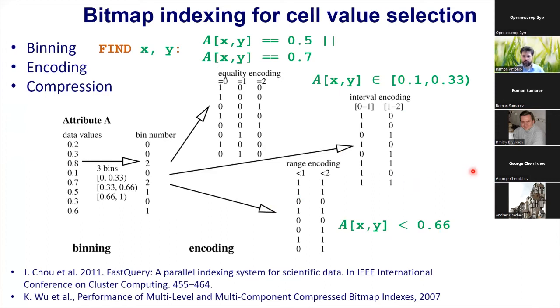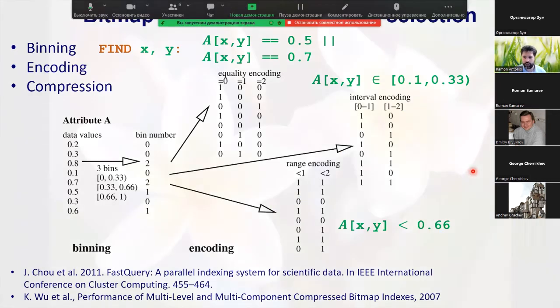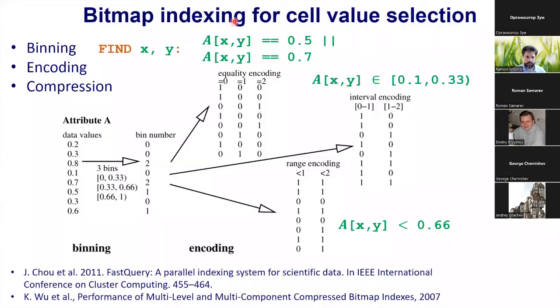Bitmap indices utilize three main techniques: binning, encoding, and compression. Usually bitmaps have good compression ratios, so this makes them especially efficient. First, cell values undergo binning. In this example, a set of floating point values are divided into 3 bins. After that, bin numbers are encoded as bitmaps.